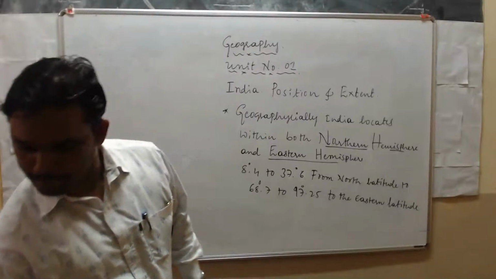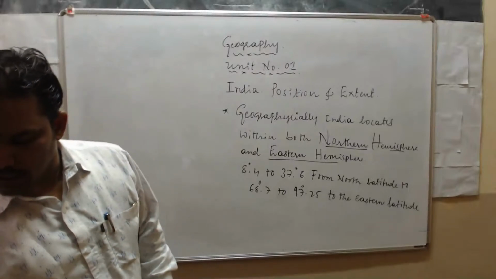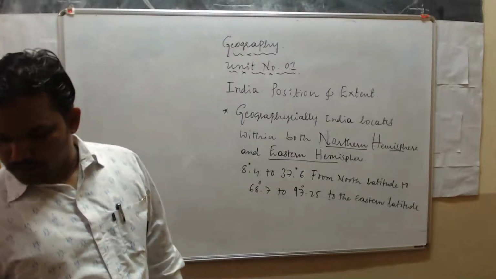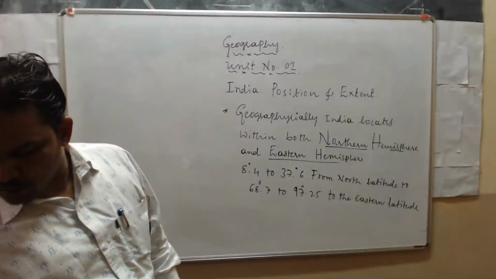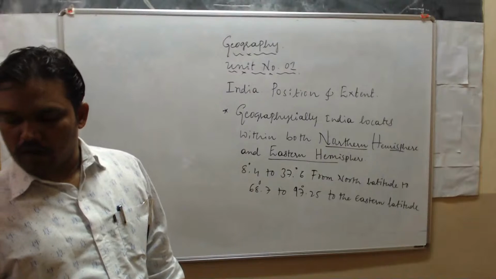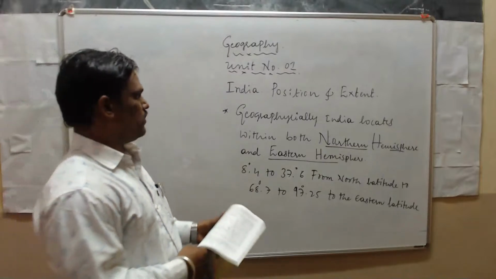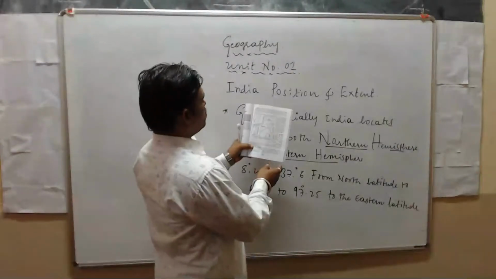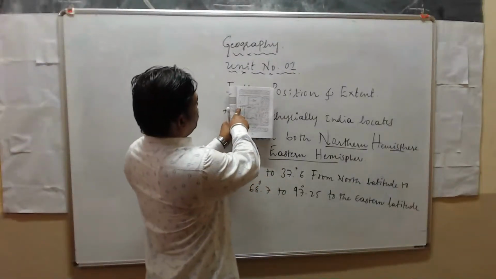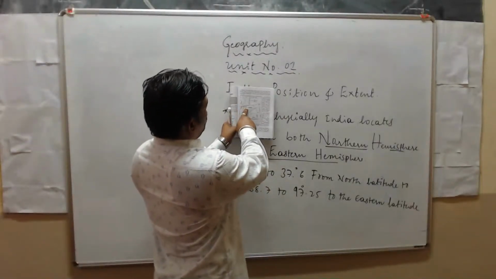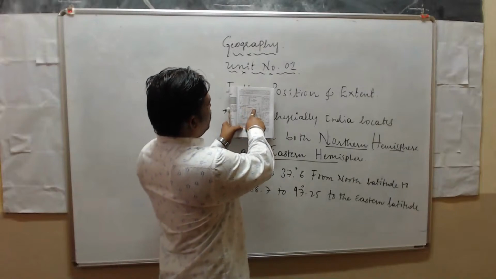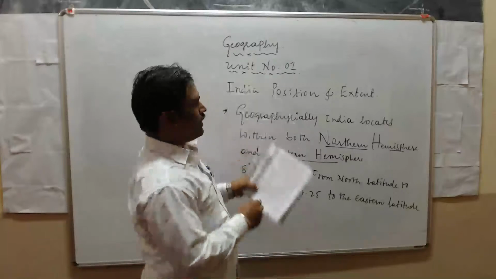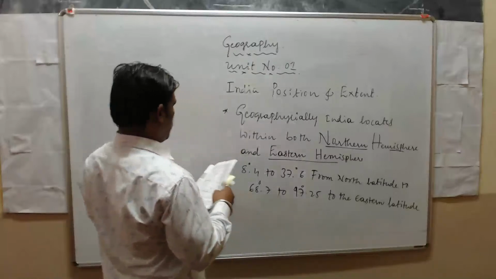Next, the Tropic of Cancer, 23.5 degrees, which passes through the middle of India, or the central meridian of India. So once again, the Tropic of Cancer line passes through the middle of India.